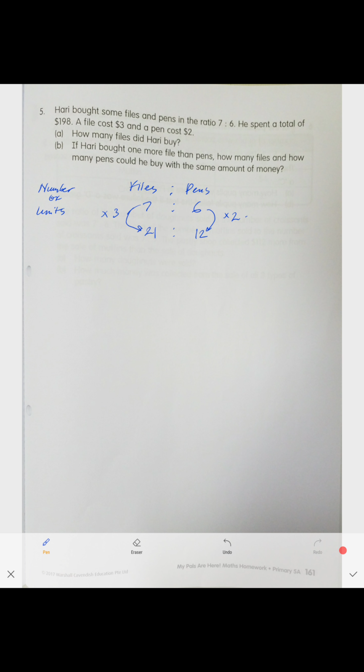Now we're talking about the units of money, our total cost. 21 plus 12 is 33 units. And 33 units, we know because they tell us, he spent a total of $198. 33 units is $198. So how much is 1 unit? 1 unit is 198 divided by 33, which is 6.